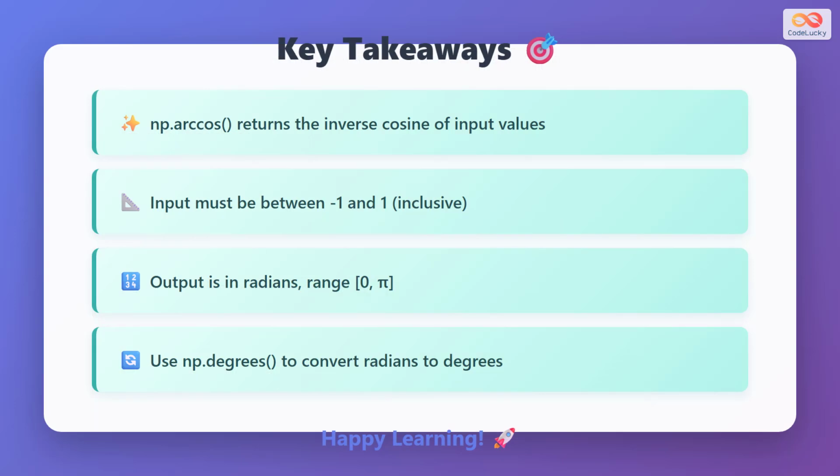Let's recap the key points. np.arccos returns the inverse cosine of input values, giving you the angle whose cosine matches your input. Remember that input values must be between -1 and +1, inclusive. The output is always in radians within the range of 0 to pi. And finally, you can use np.degrees to convert your results from radians to degrees whenever needed. With these concepts mastered, you're ready to use inverse cosine calculations in your NumPy projects.